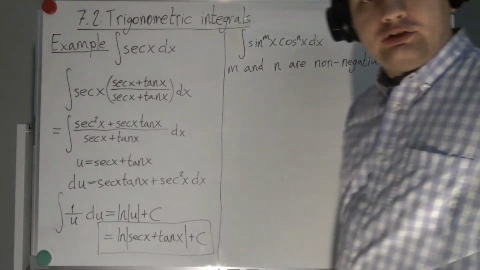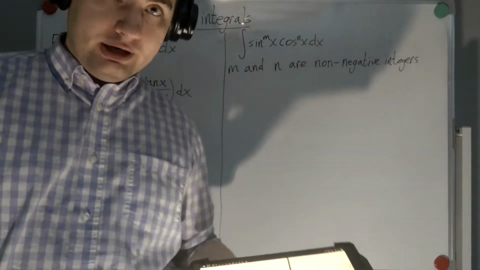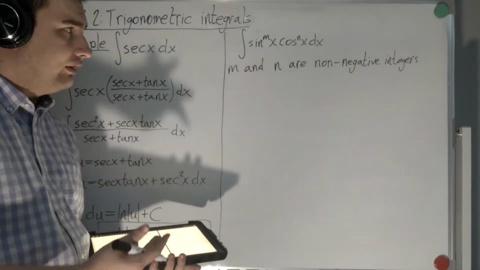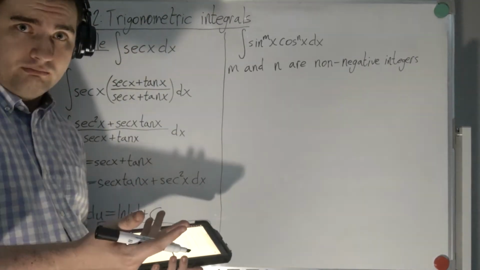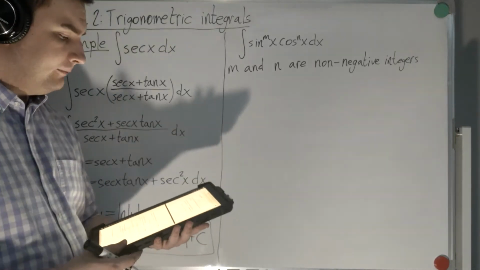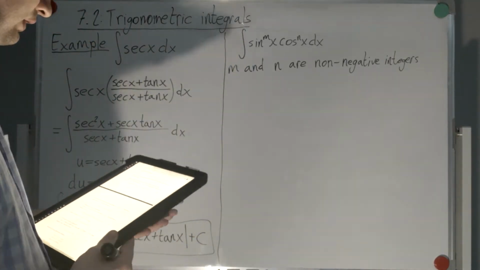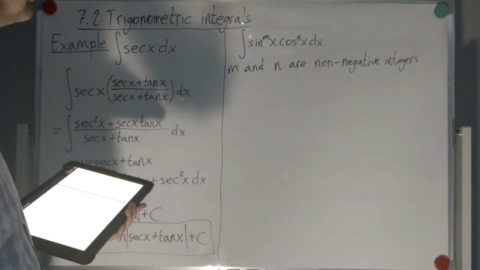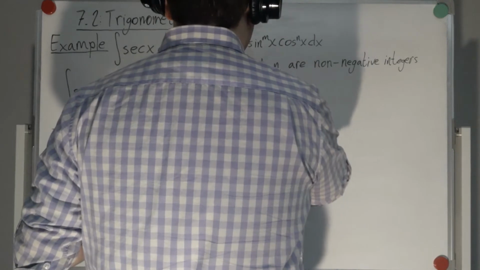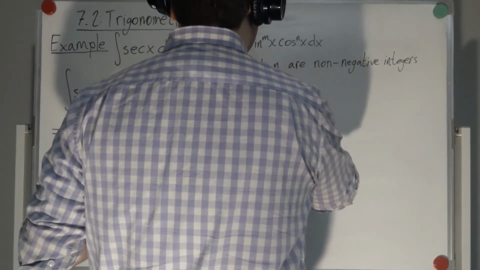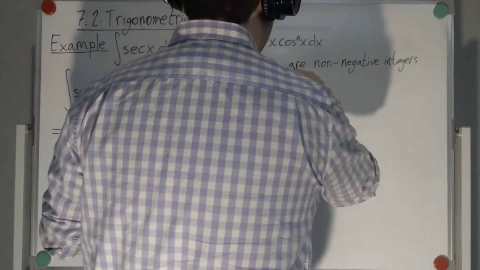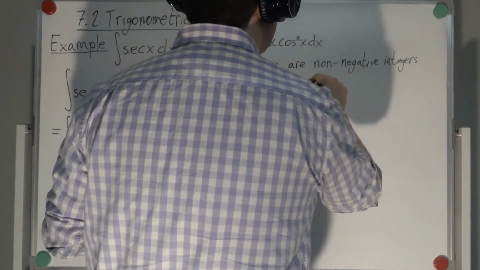Well, what you'll do in this case will really depend on which, if either, of m and n are even or odd. Okay? So we have three cases to consider. Case one is that n is odd.